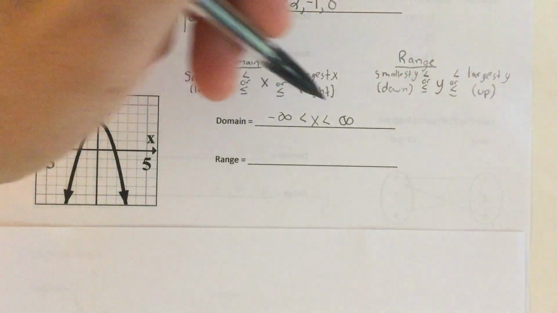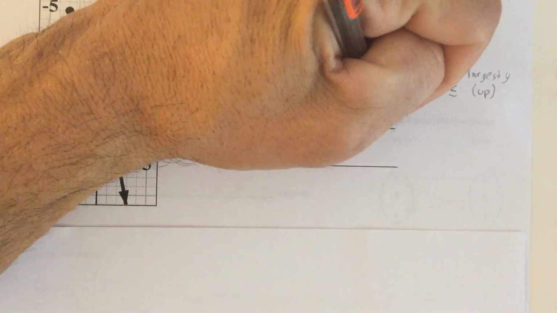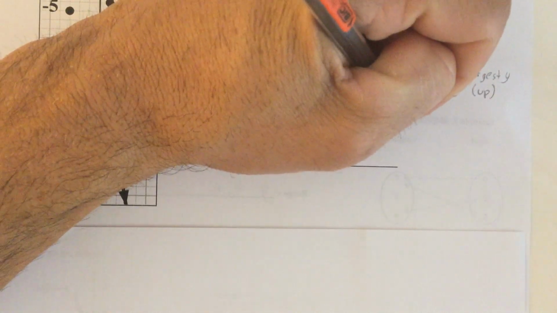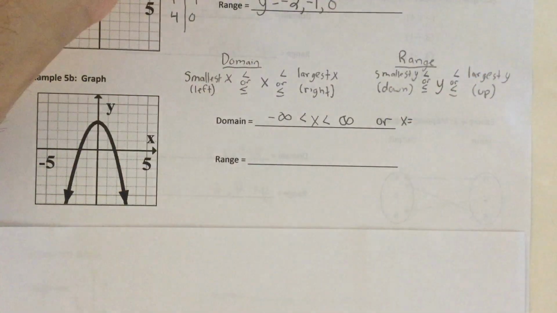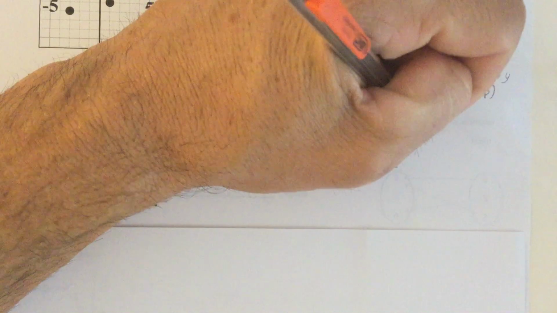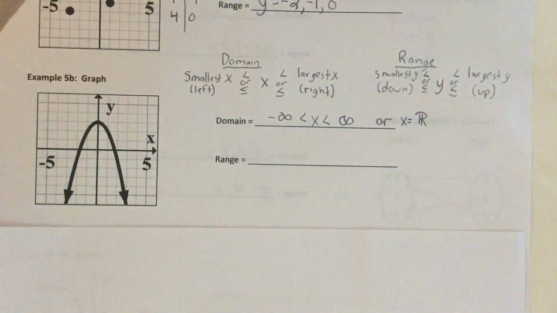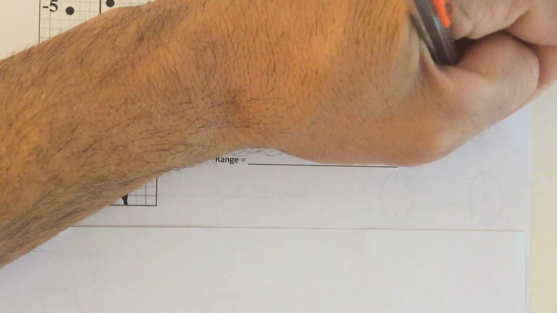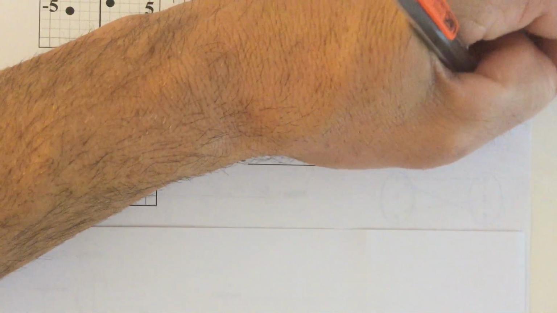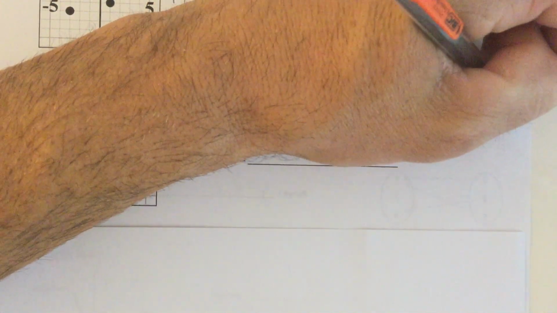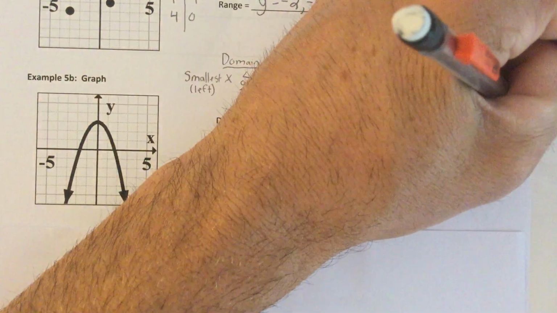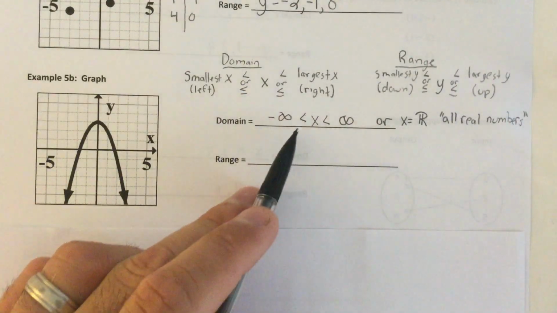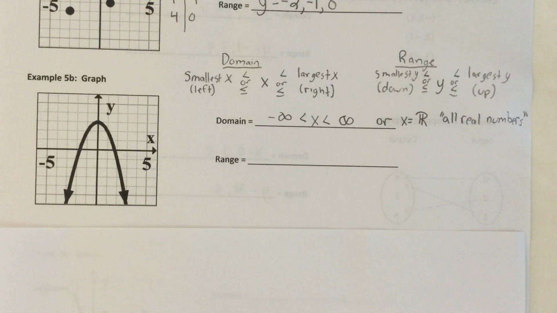If it goes from negative infinity to positive infinity, we can also write this symbol x equals, and then we write like a fancy R. So you do like parallel lines and make that into an R. And that means all real numbers. So it's every single number in our number system. Okay, so either one of these is appropriate for this answer. You choose what you want to do.